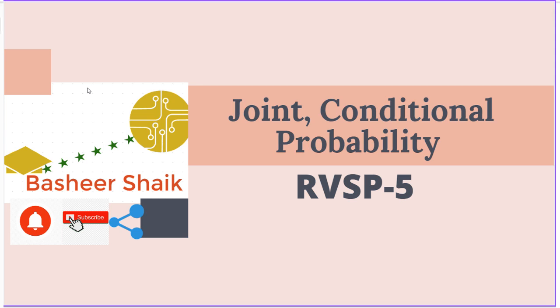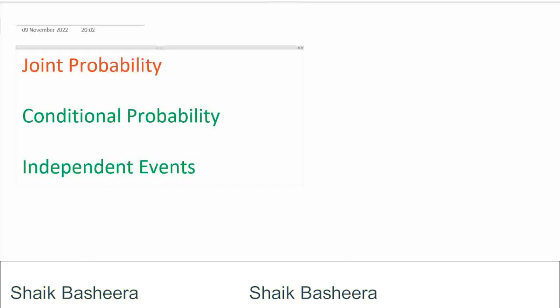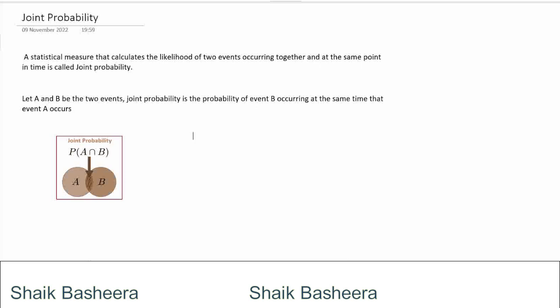In this video, we are going to discuss joint probability, conditional probability as well as independent events. First of all, we are going to discuss the joint probability. The joint probability is a statistical measurement where the probability of occurrence of two events together at the same point of time is calculated.